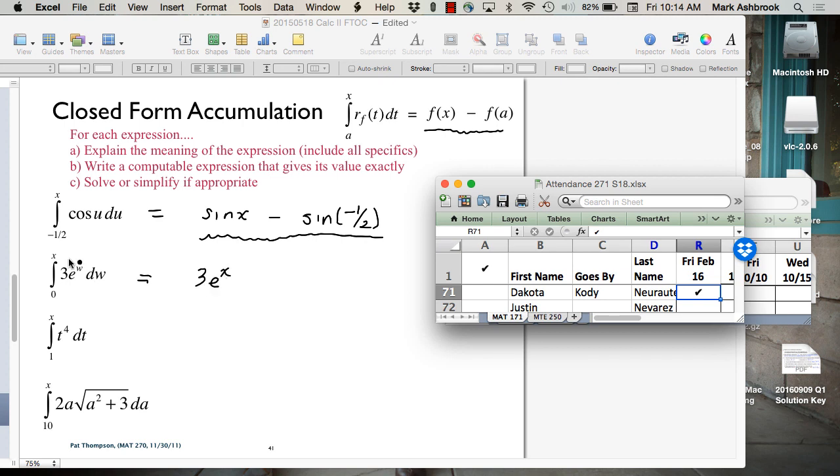Because the antiderivative of 3e to the x is? Right, so if you take the derivative of 3e to the x, you get 3e to the x. That's that special function whose derivative, the rate of change, is the same as the amount. So our f is 3e to the x. And so we're going to do 3e to the x minus, which is just 3, right? So 3e to the x minus 3.